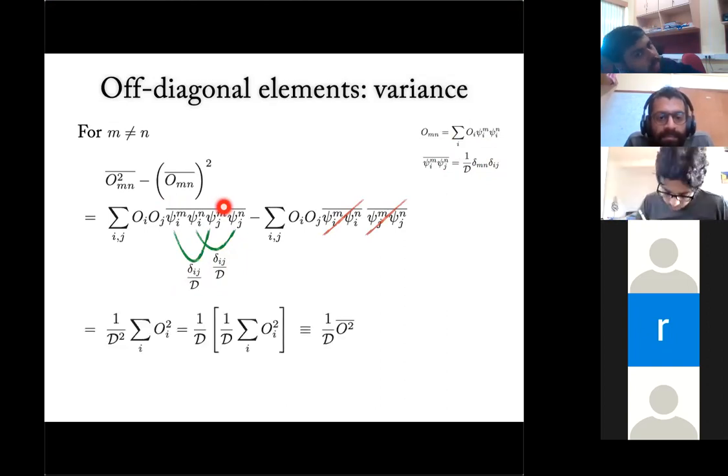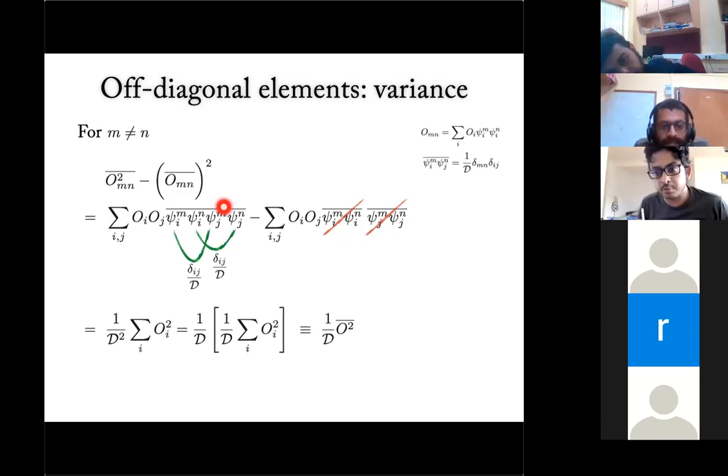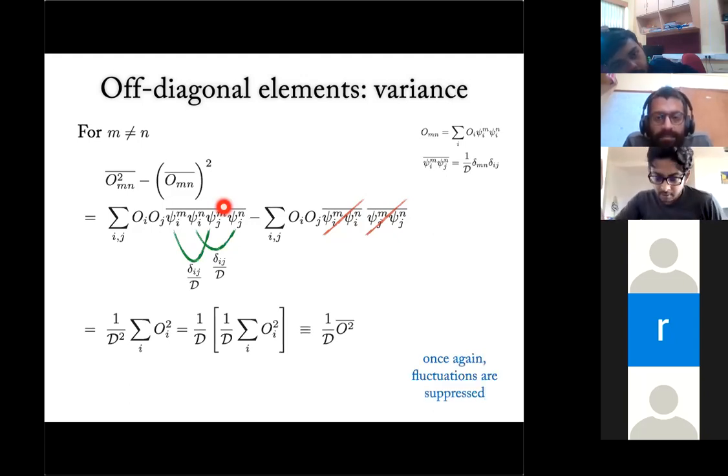Okay, and then what you have again is this, just like what we had in the previous slide for the mean of the diagonal matrix elements. Again, you define this as this, and once again, this is one over d. Okay, so this is suppressed again. So once again, the fluctuations are suppressed.